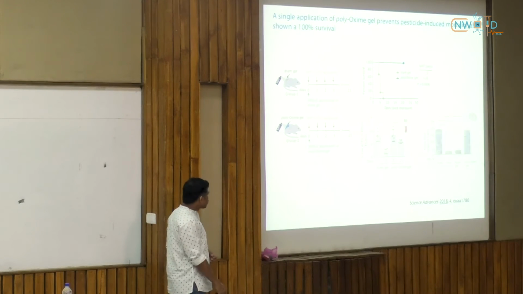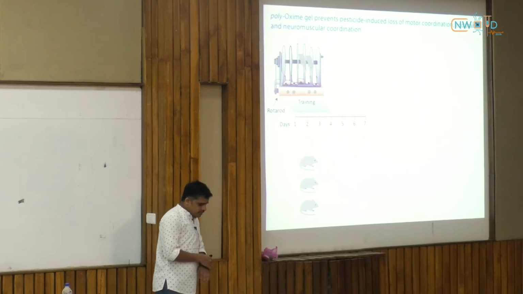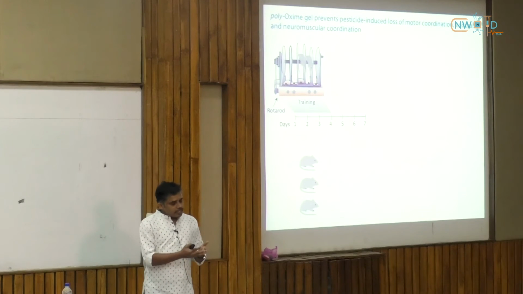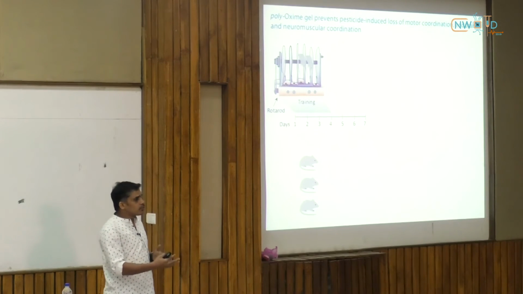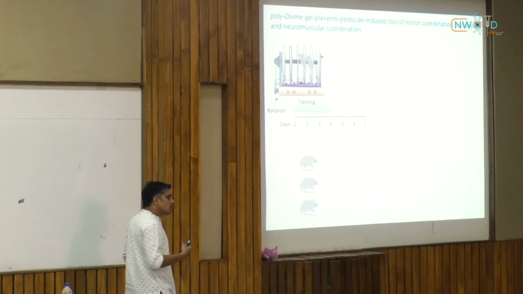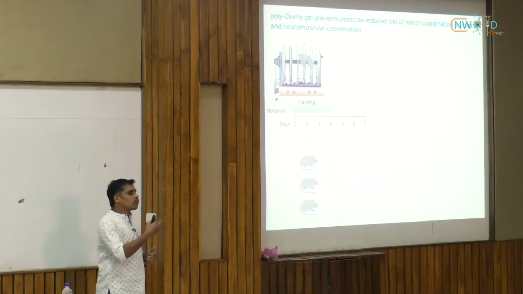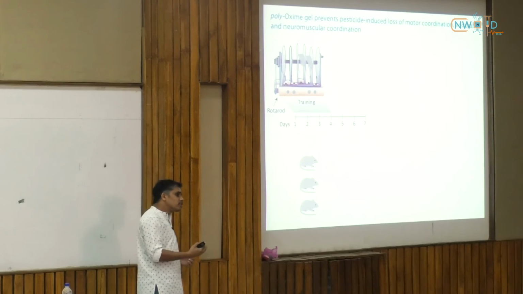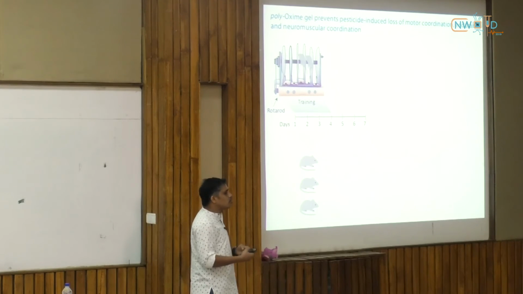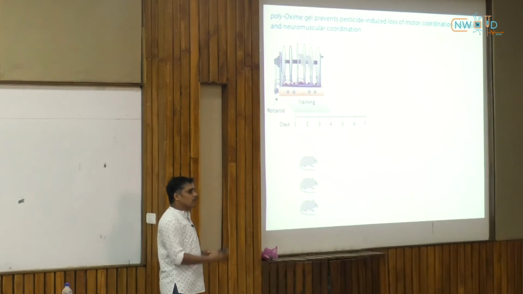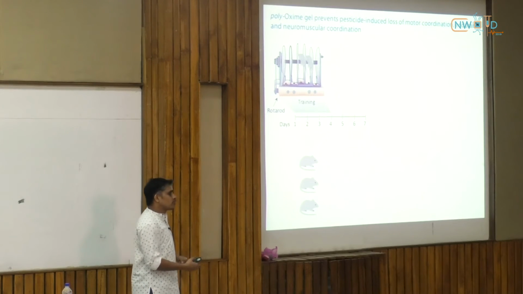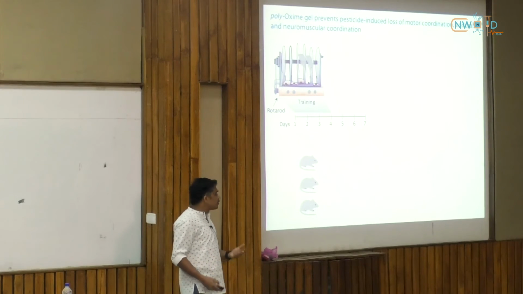So then we wanted to see, because as I mentioned, AChE plays a pivotal role in your neuromuscular functions. So when these farmers get exposed, their entire locomotor coordination goes off, their endurance goes off, so they will not be able to do any physical activity. So entire productivity goes down. So we wanted to see whether we can prevent such loss of endurance.